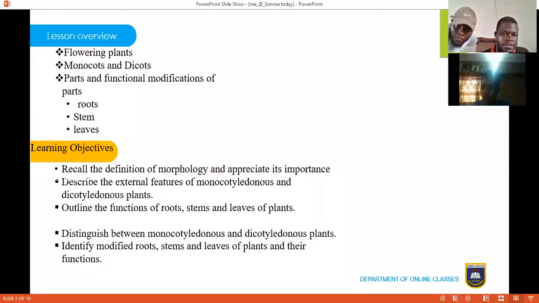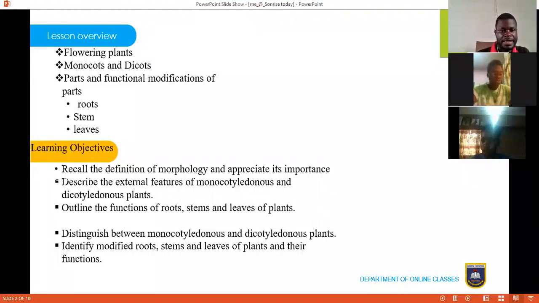We hope that by the time we finish with this lesson, we shall be able to recall the definition of morphology and then appreciate its importance. You should also be able to describe the external features of monocots and dicots. You should be able to outline the functions of roots, stems, and leaves of plants. And also you should be able to discuss some of the modifications that each part of the plant has, or which other functions they are modified for, apart from their main primary functions. You should be able to distinguish between monocots and dicots. And then, of course, you should be able to identify some modified parts of the plants and their functions.